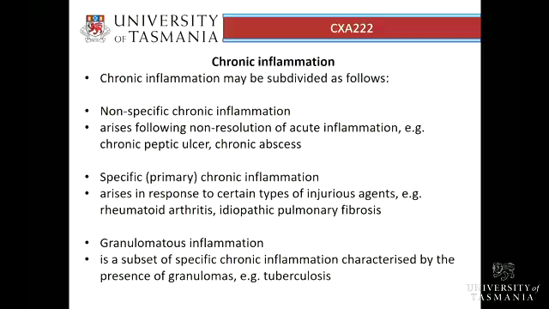We can subdivide chronic inflammation into non-specific chronic inflammation. So this arises from non-resolution of acute inflammation, so our peptic ulcers or our abscess formation. Specific or primary chronic inflammation arises from a response to an agent like rheumatoid arthritis or idiopathic pulmonary fibrosis. So in this instance you've got a specific agent that's causing an issue rather than just a deregulated inflammatory response. Granulomatous inflammation is a subset of specific chronic, but it's characterised by the presence of granulomas. Example of this would be tuberculosis.